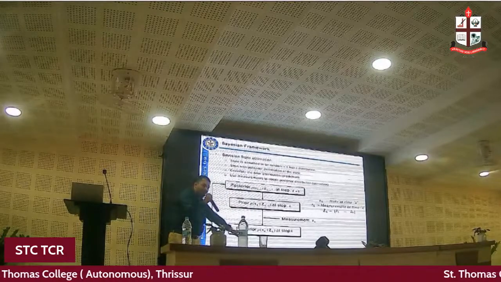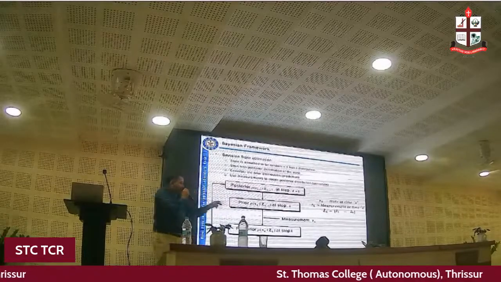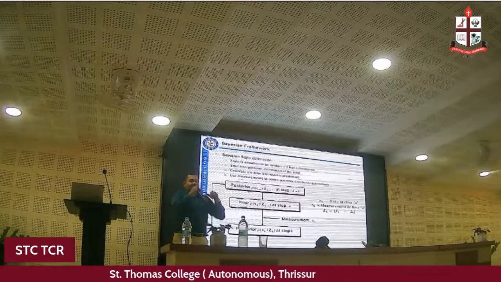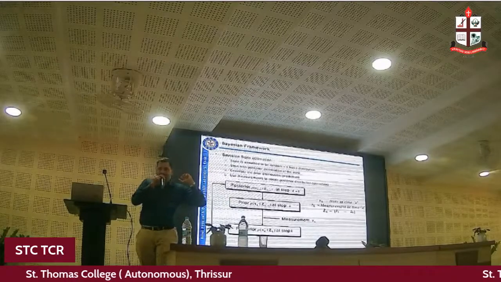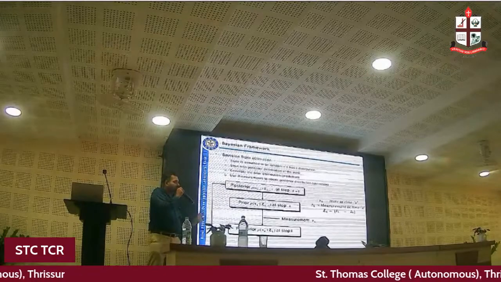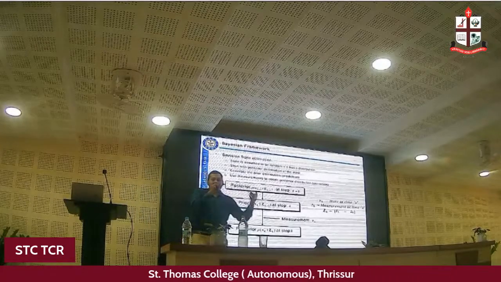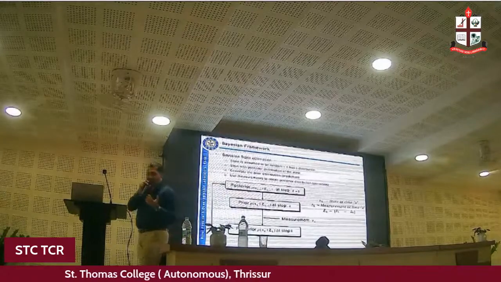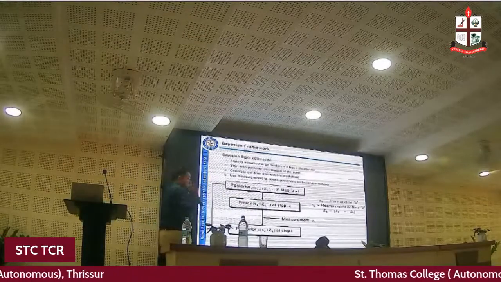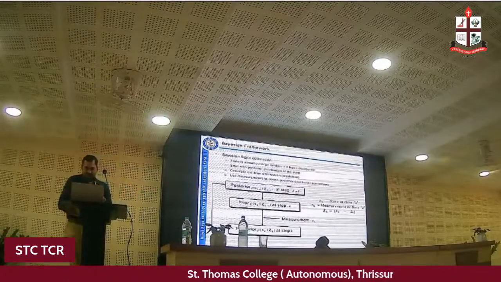From K, you will predict the prior distribution at K plus 1, receive the measurement at K plus 1, update the distribution at K plus 1, then go to K plus 2. So this is a recursive cycle. It's called a recursive Bayesian estimation framework. This is the idea behind recursive Bayesian estimation.